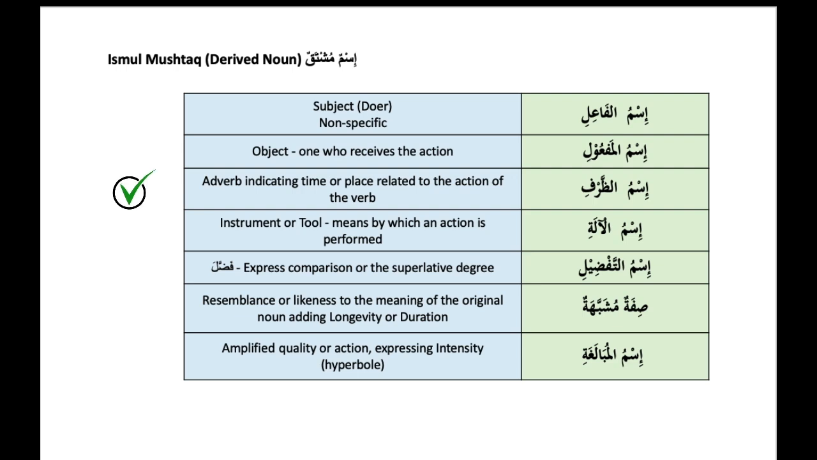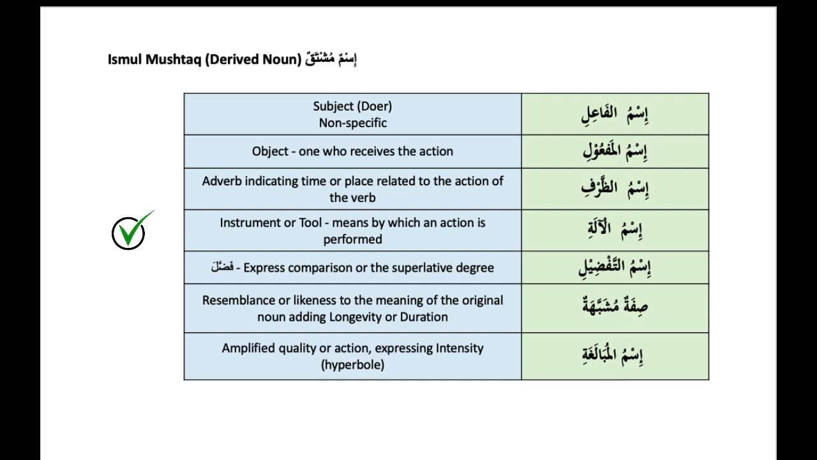Ismul Zarf, the ism of time and place. We are already familiar with that. Ismul Zarf is the 3rd type of Ismul Mushtaq. For example, Sayasla Naran Zata Lahab. Here, Sayasla, he will enter to burn. Naran, where will he enter? Sayasla Naran, Naran is Ismul Zarf, the place.